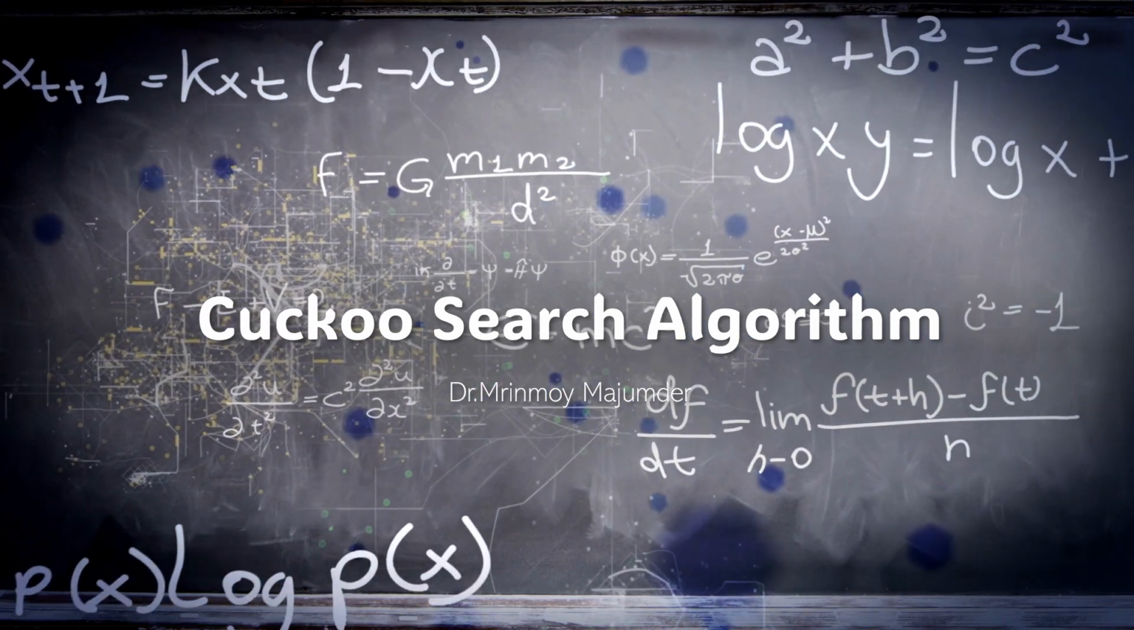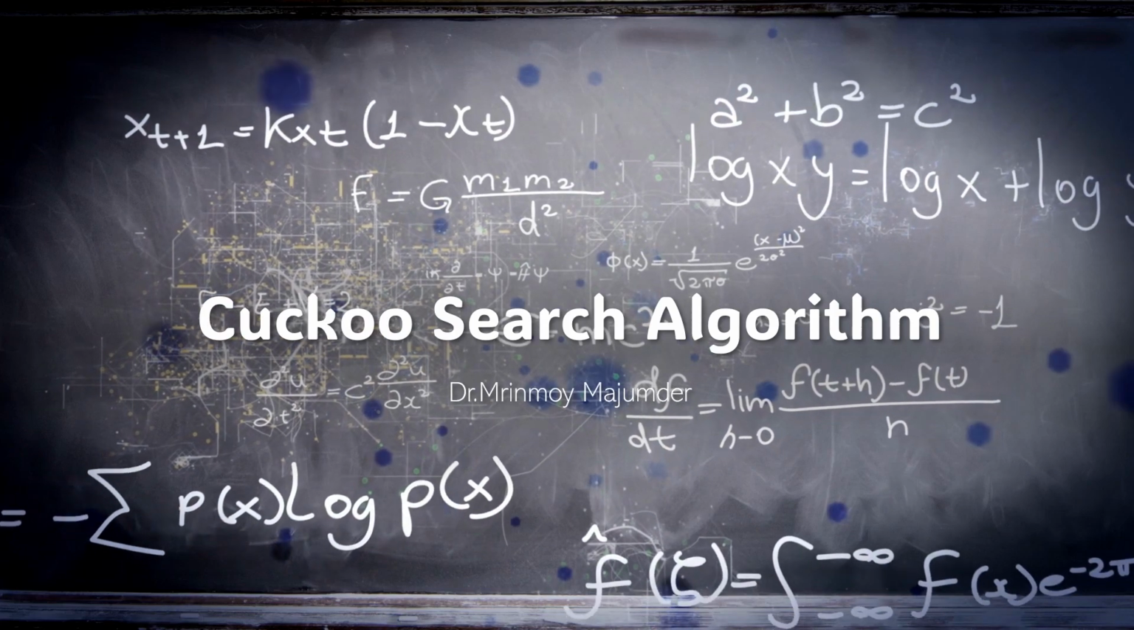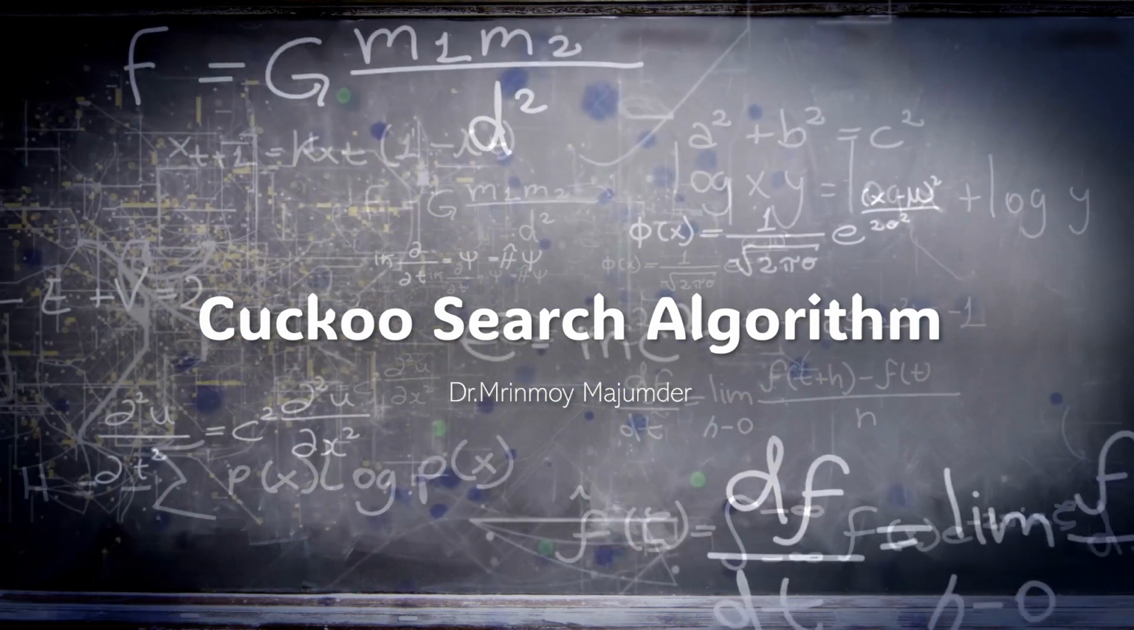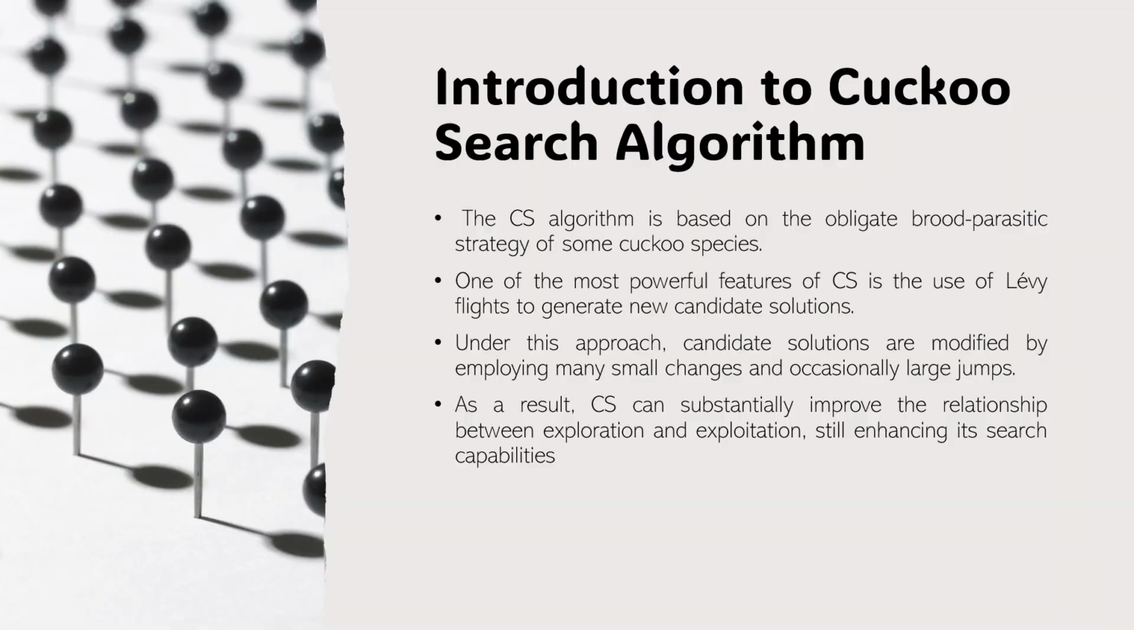Today we'll discuss the Cuckoo Search Algorithm. In case of the CS algorithm, or Cuckoo Search algorithm, this algorithm mainly mimics the way the subspecies of cuckoo lay their eggs in the nest of other species. For example, in India, we have often seen that the cuckoo lays its eggs in the nest of a crow.